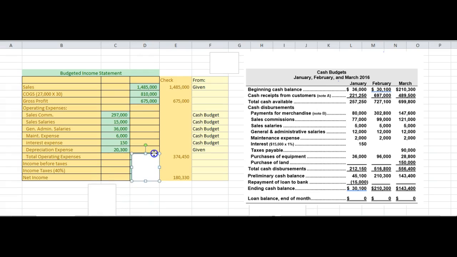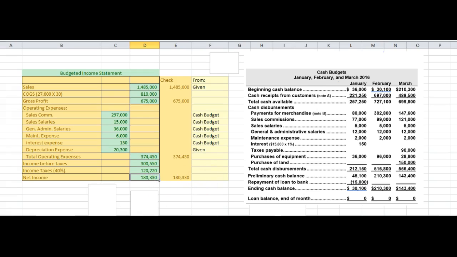And all you had to do was add those up to get a total of $374,450. You would take that and subtract it from the 675 to come up with income before taxes. And then income tax is 40% of that. And that would give you an income tax of $120,220 and gives you a net income of $183,330.